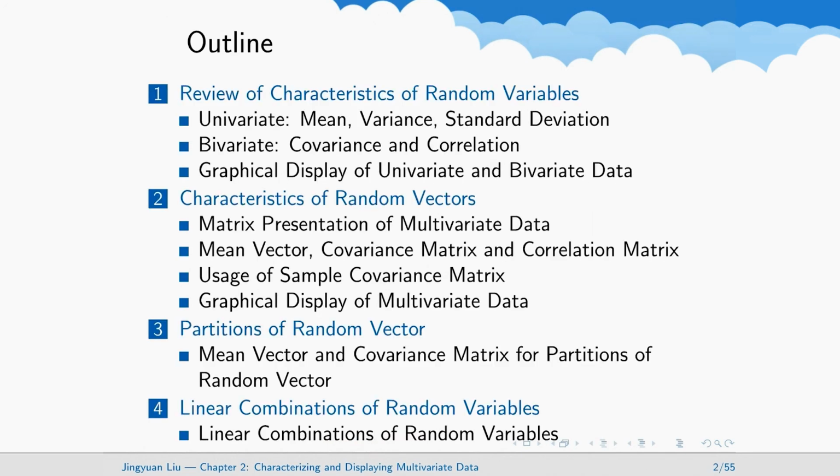Now we have finished the review of the characteristics of univariate random variables in the first sections. From the next section, we will start to talk about random vectors instead of variables. That means we have more than one dimension to consider. See you in the next section.